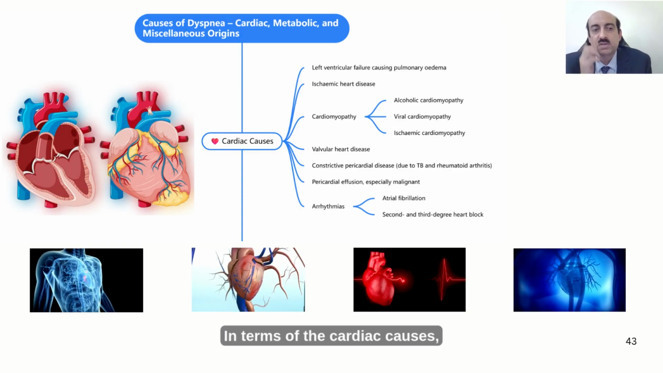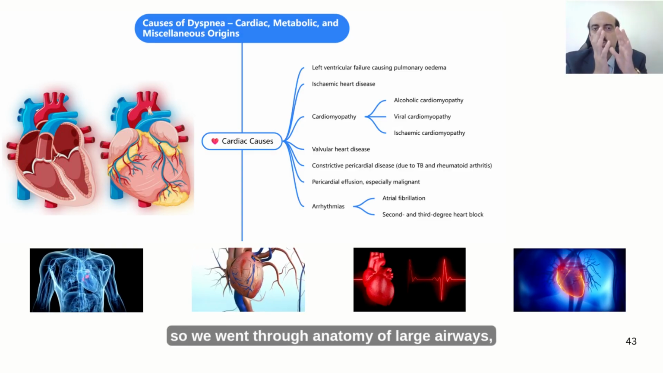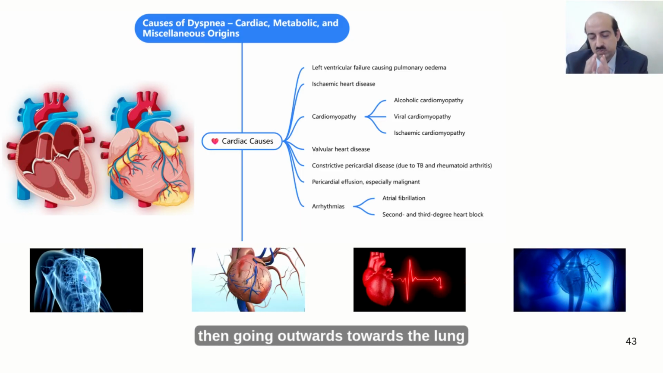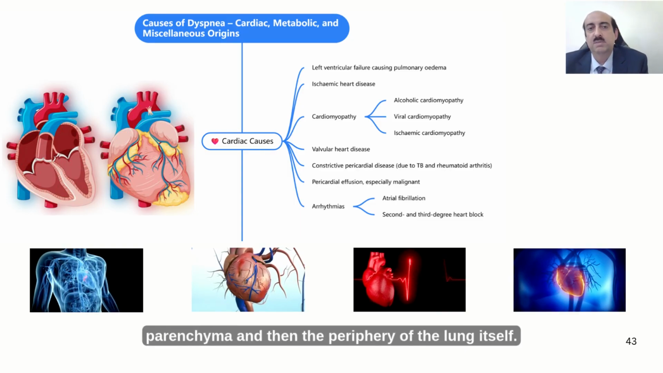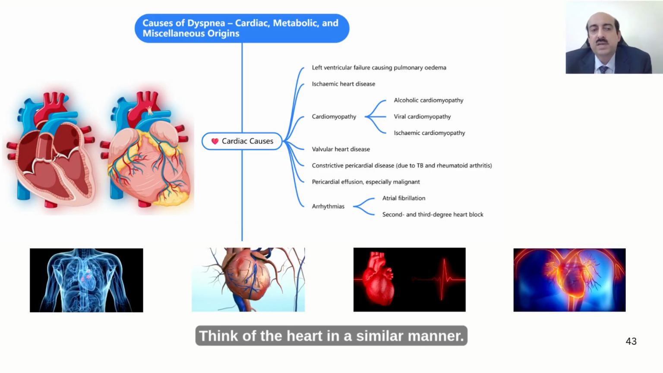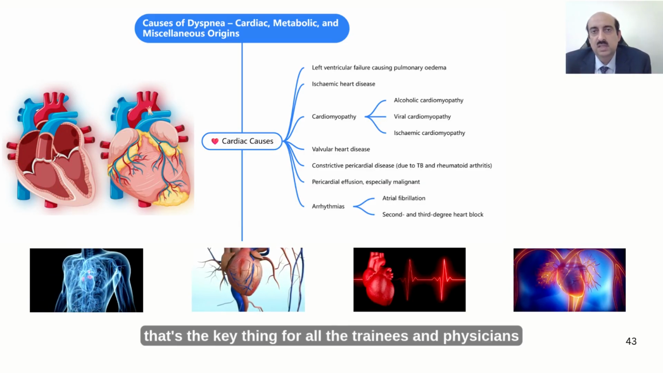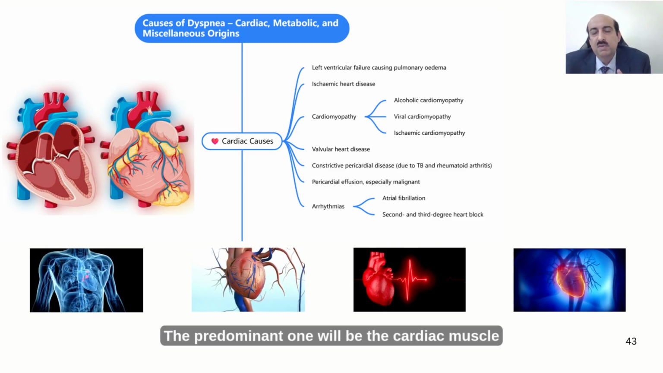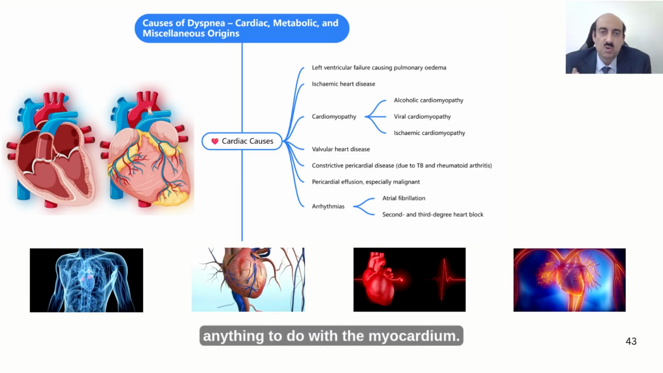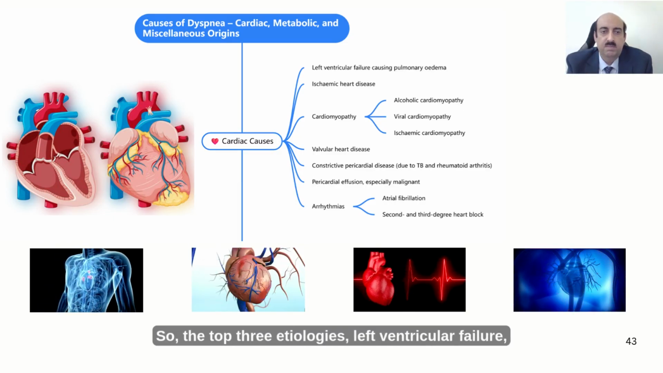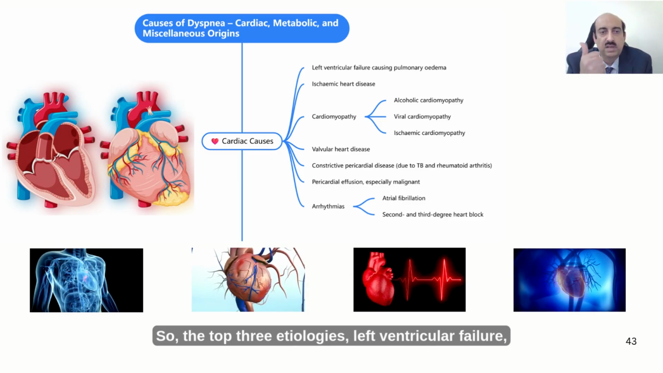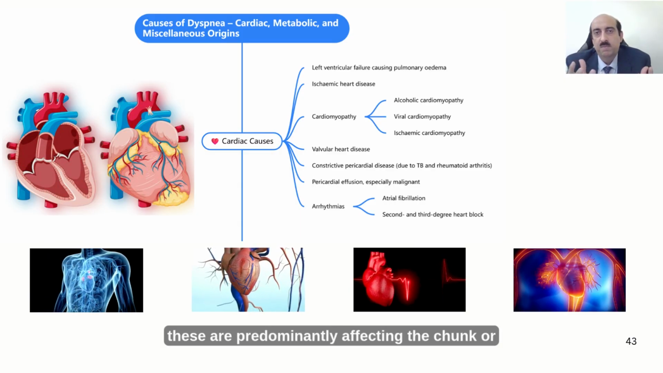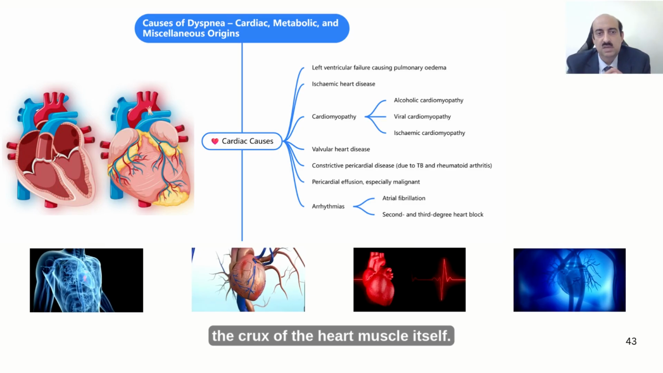Now, in terms of the cardiac causes, just like we discussed the pulmonary causes, so we went through anatomy of large airways, small airways, etc., then going outwards towards the lung parenchyma and then the periphery of the lung itself. Think of the heart in a similar manner. So that's the key thing for all the trainees and physicians to understand. The predominant one will be the cardiac muscle itself. So anything to do with the myocardium. So the top three etiologies: left ventricular failure, ischemic heart disease, and then cardiomyopathy. So these are predominantly affecting the crux of the heart muscle itself.